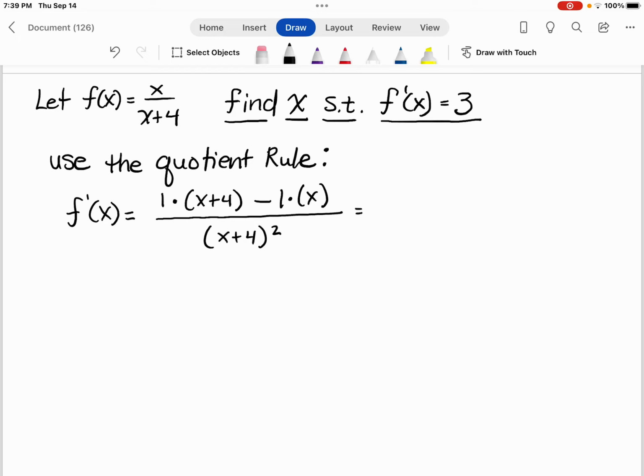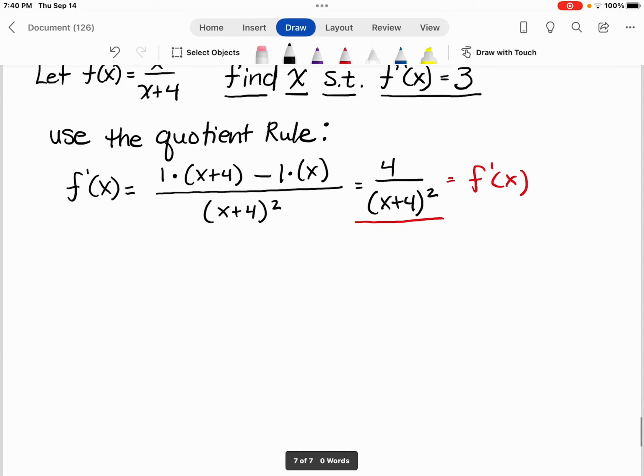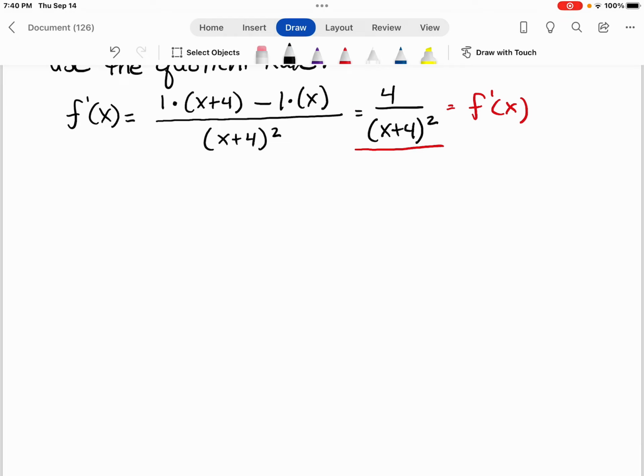When we clean this up, I have 1x and minus 1x, so the x's are going to disappear, and I'm just left with 4 over x plus 4 squared. So here's my derivative. This is my f prime of x. Now the question wants us to find the value of x when the derivative is equal to 3. So we're just going to set the derivative equal to 3 and solve for x.